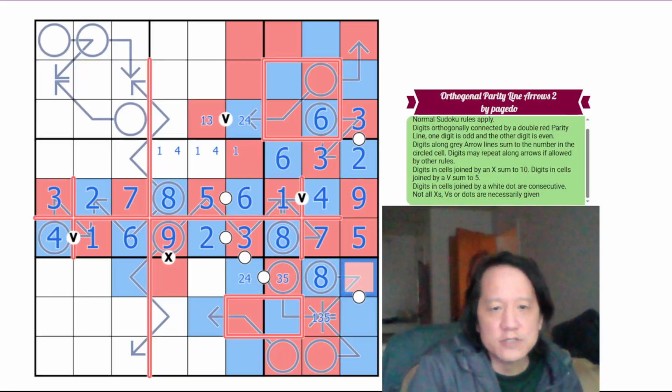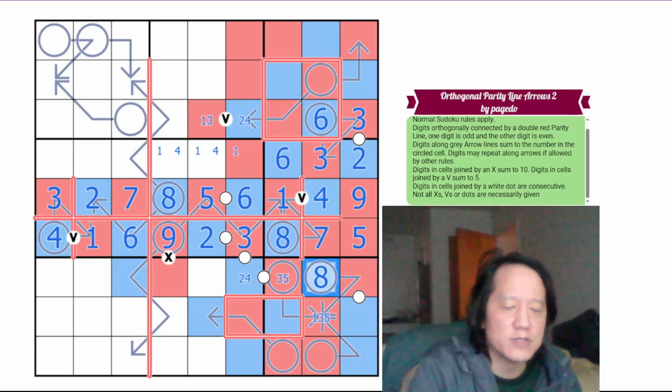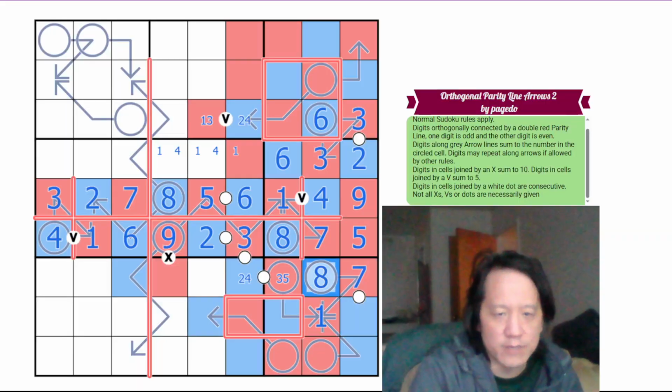These digits are consecutive, but you cannot have a 3-5 pair because this can't be 3 and 5 to add up to 8, because that would eliminate all possibilities for this cell. So this is 1, this is 7. 7's only consecutive with 6 because 8's already taken. So this is 6.